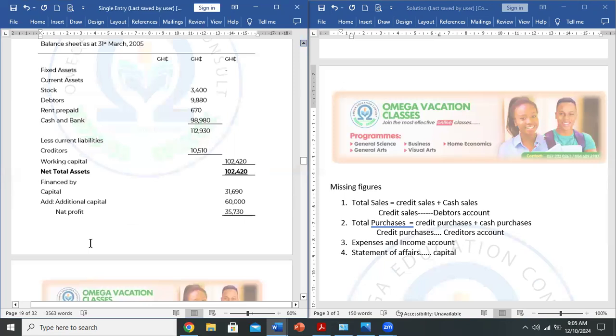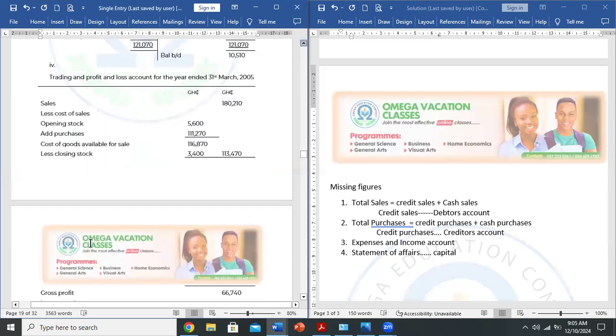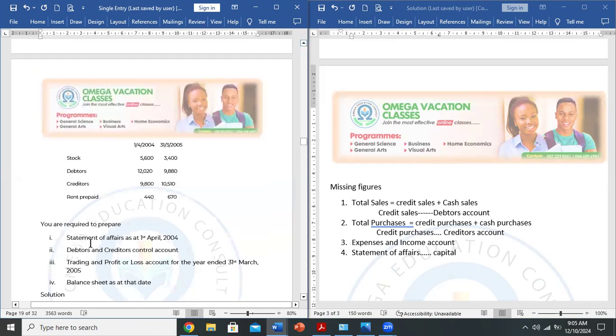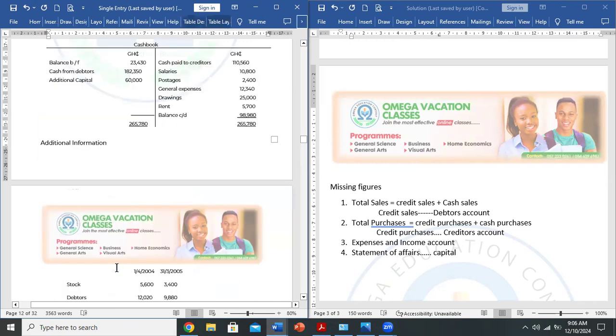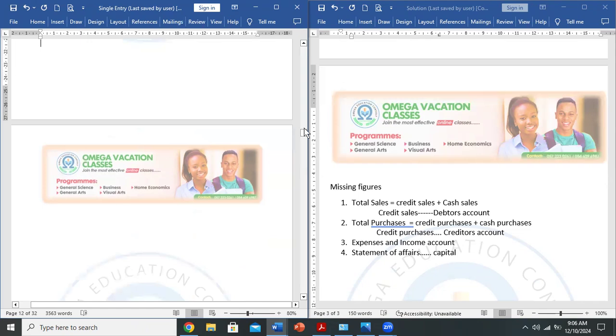Okay, so look at this question. That's the question that is coming up. Look at the requirement. Some of the requirement can go straight ahead. Prepare your statement of affairs, prepare debtors account, creditors control account, and then trading and profit and loss account. Okay. But then you would see that as you go through the question, there are some of the figures that are missing, as I've explained here. So you would have to prepare certain accounting statement to get those figures. So quickly, let me see if I can get one question and then we'll solve it together so you appreciate how things work.